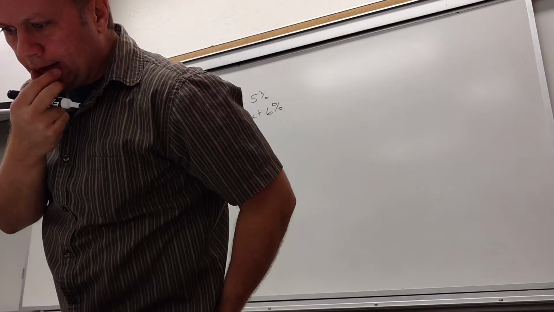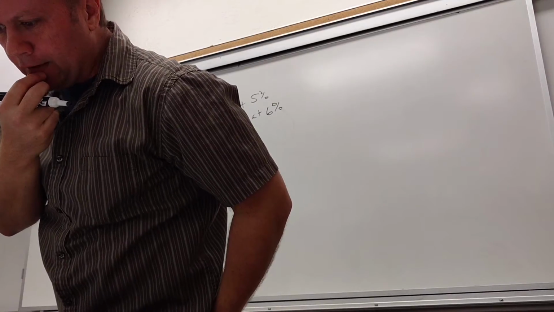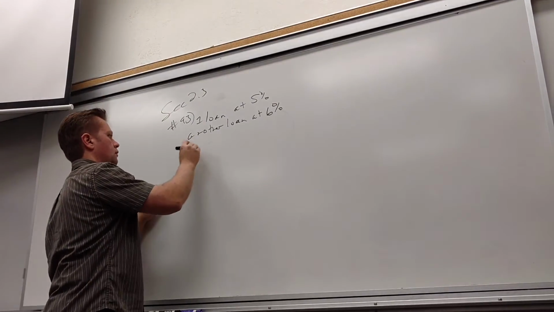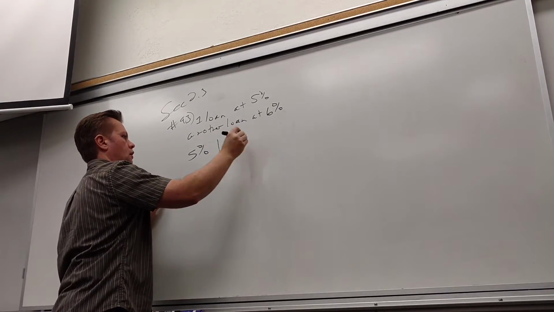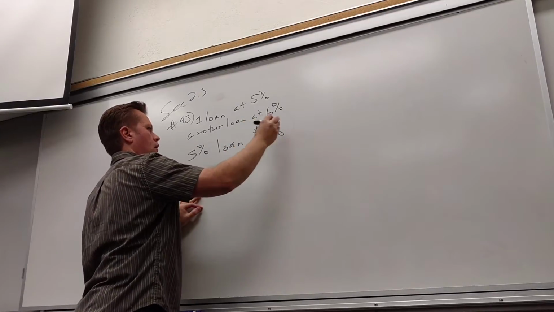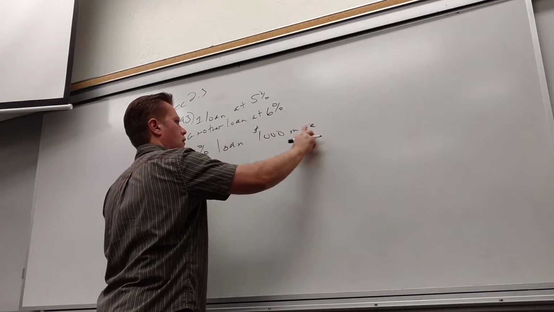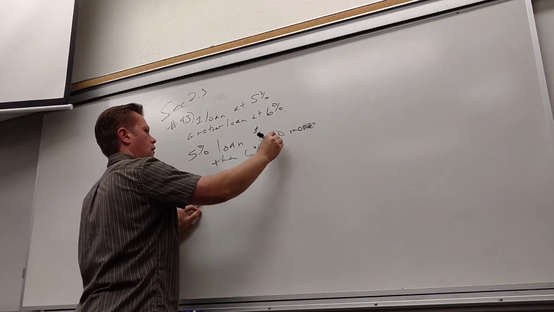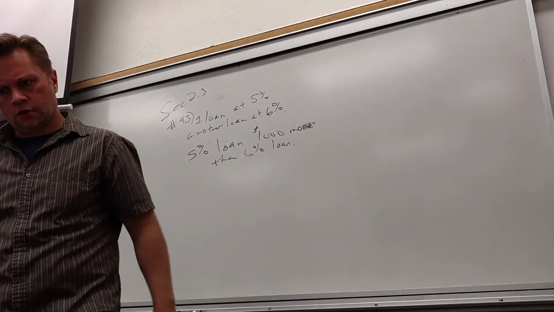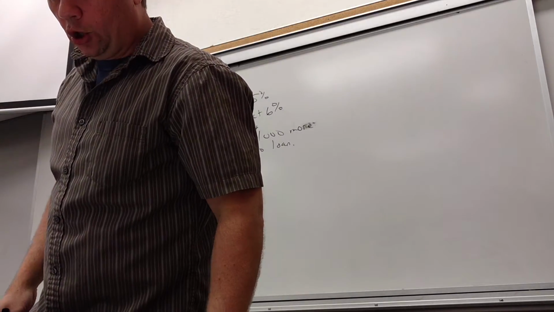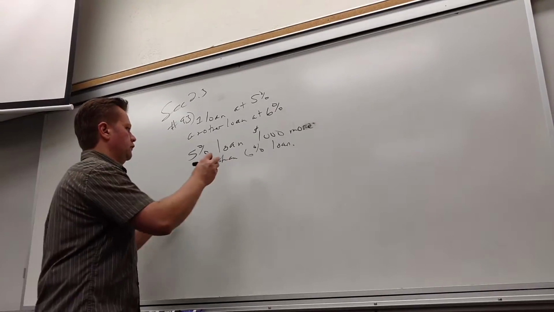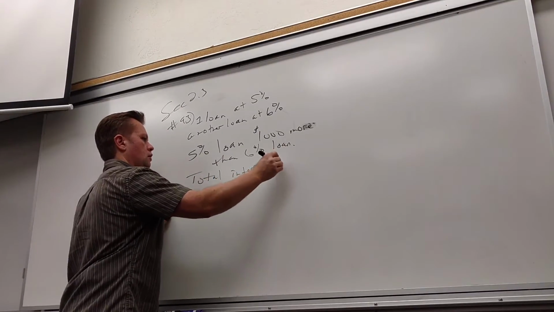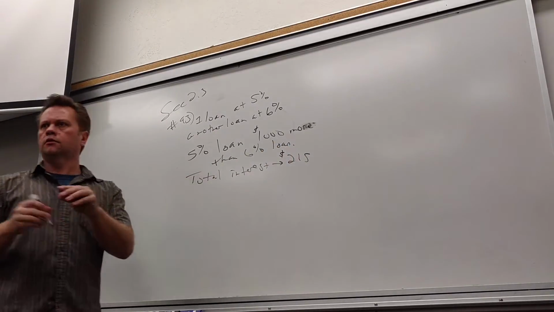And it says the 5% loan is $1,000 more than the 6% loan. The total interest for 1 year is $215. Total interest, $215. All right.